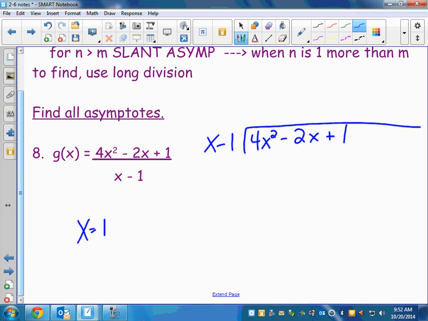And remember, you're trying to say, what do I multiply this by to get this? You just look at this first one and this first one, and it would be 4x. You take that and you multiply it by this whole thing to fill that in. So you would get 4x squared minus 4x. If your exponents don't line up, then you've done something wrong.